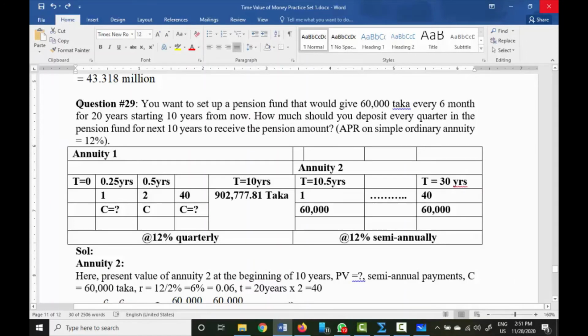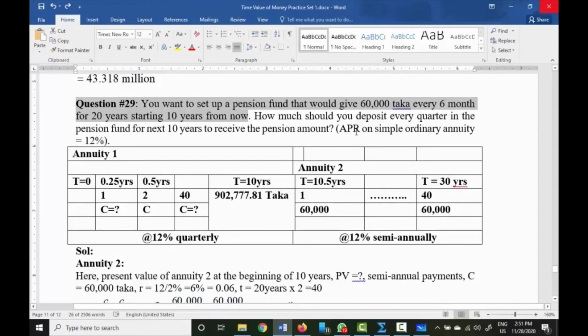So now let us solve question number 29 from practice set 1. So what we have in this question, you want to set up a pension fund that would give 60,000 taka every 6 months for 20 years starting 10 years from now. Right. So 10 years from now, that means after 10 years you are planning to go for retirement.